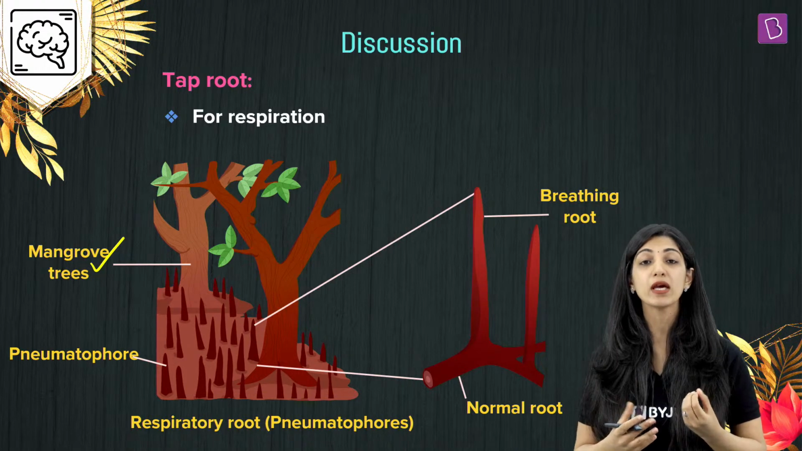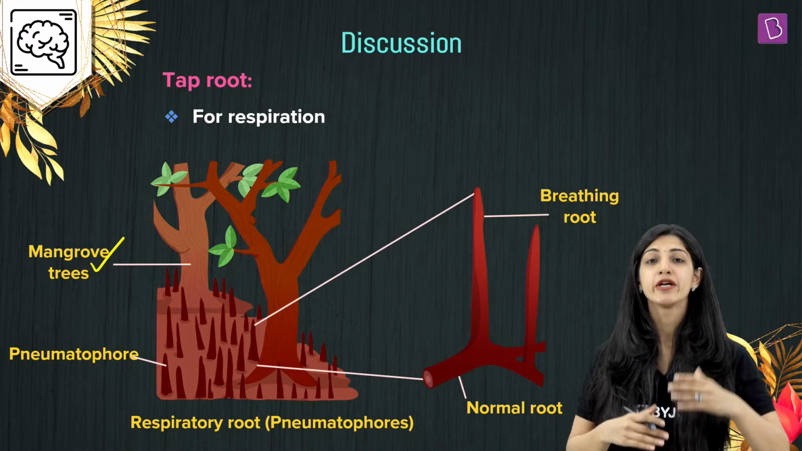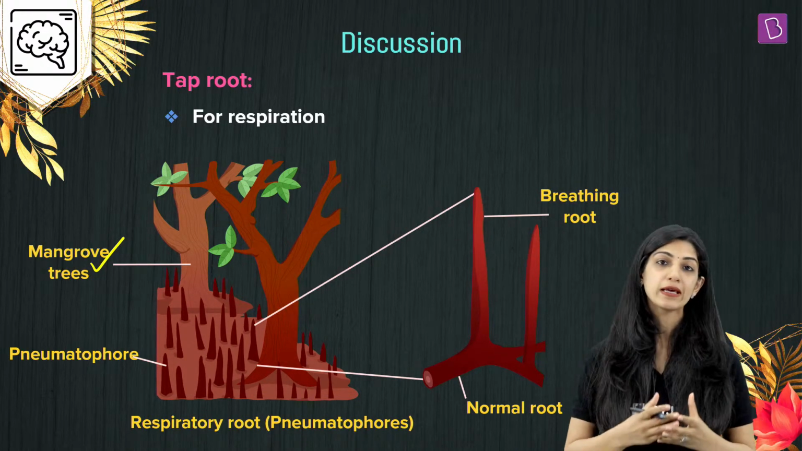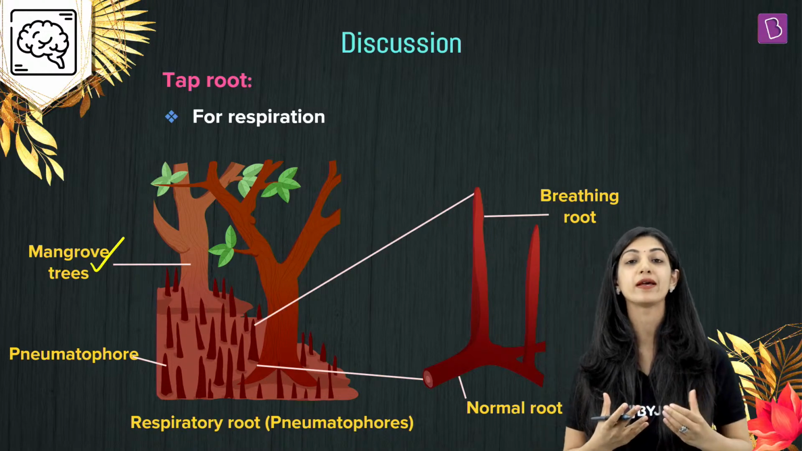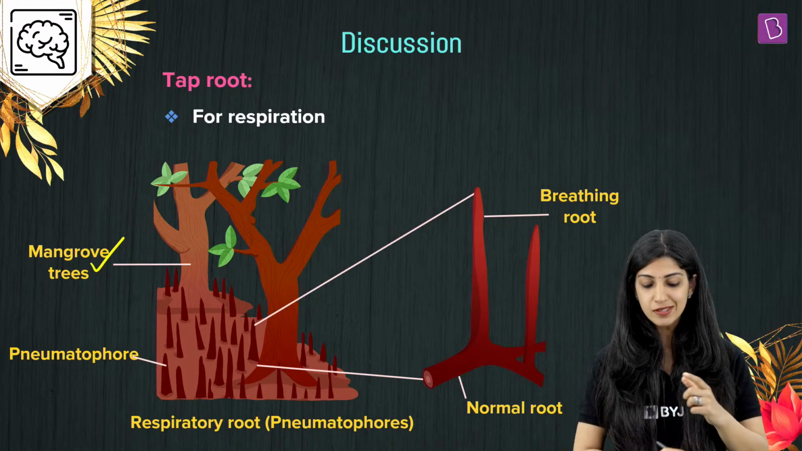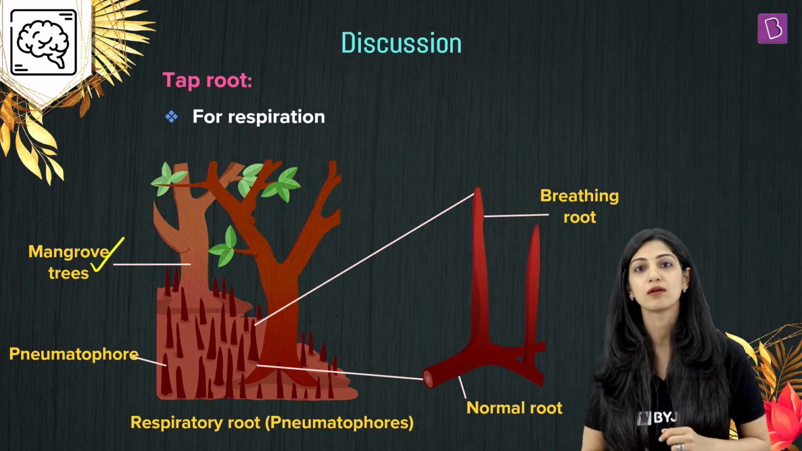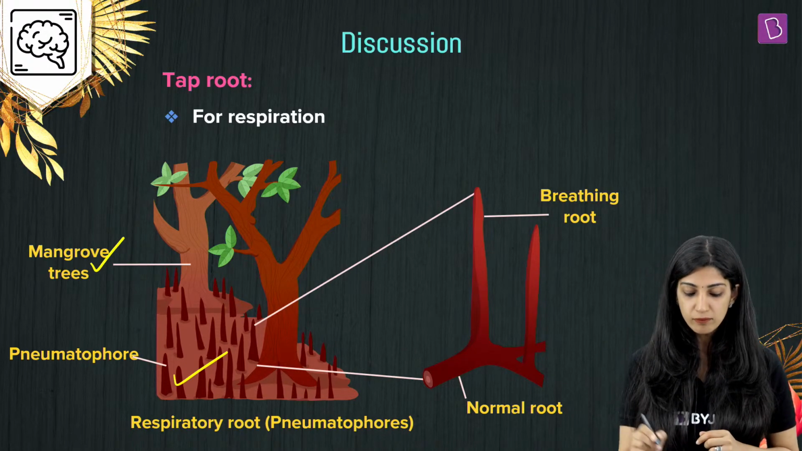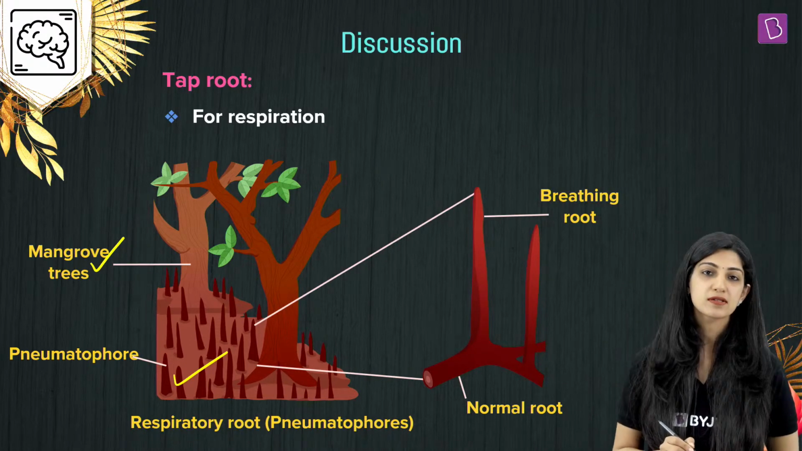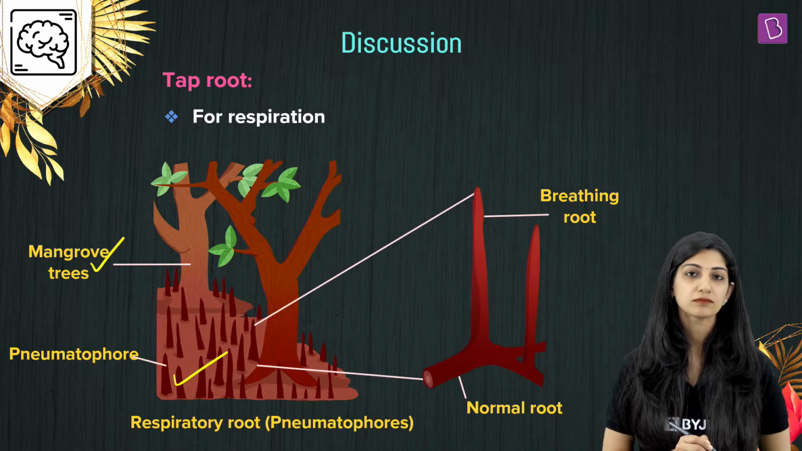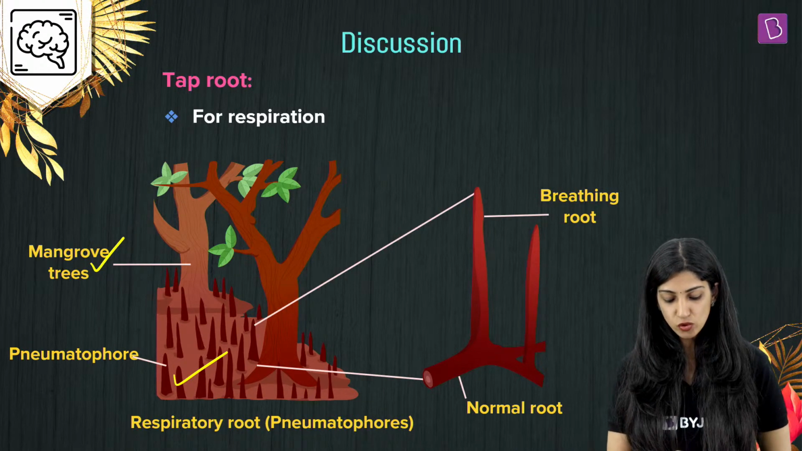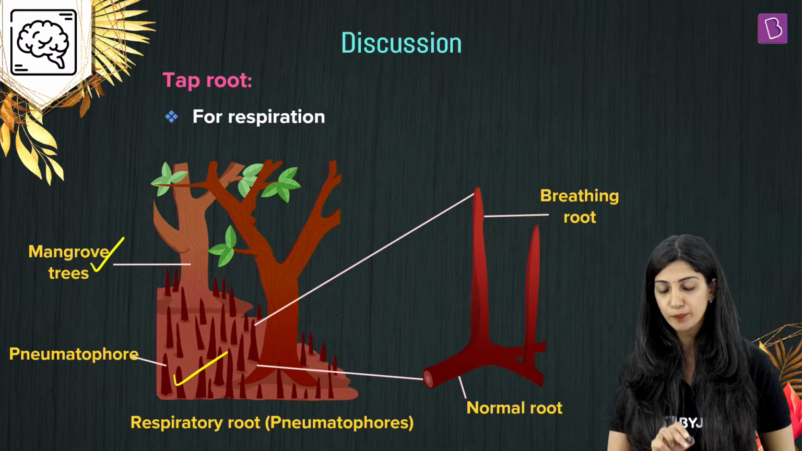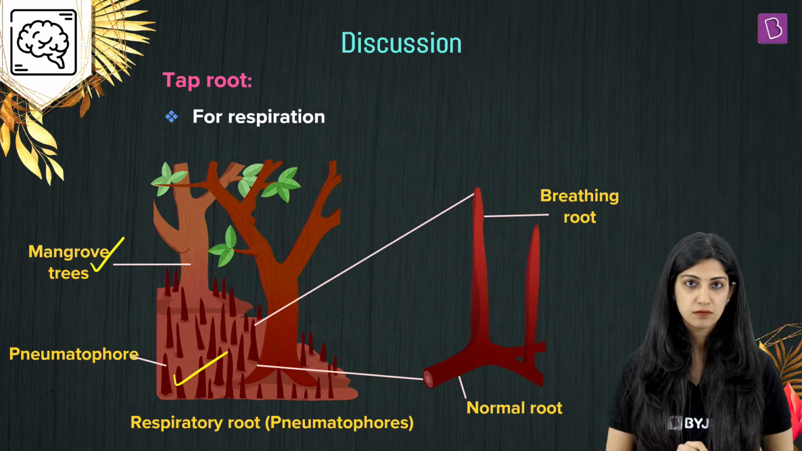Where the soil has a lot of salinity, where there is no free oxygen in the soil for the plant to breathe. So then these roots come outside the ground. Okay, and one more thing, who has noticed this? Write in the chat box, have you noticed something about the property of roots here?